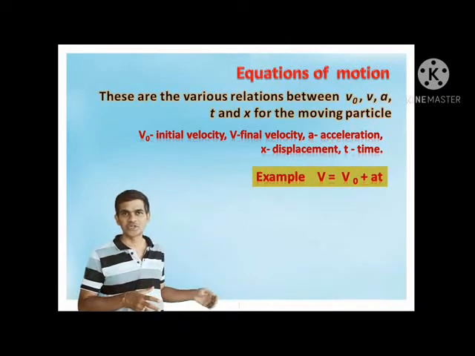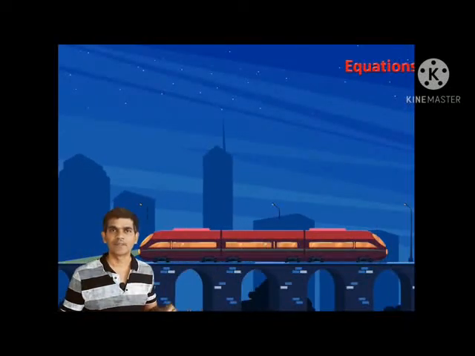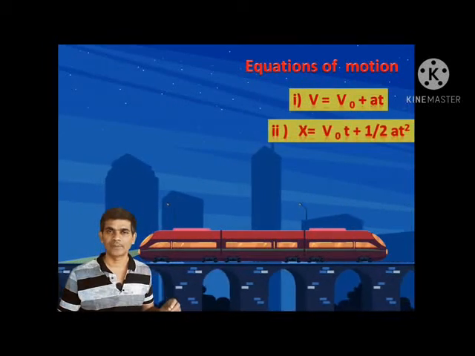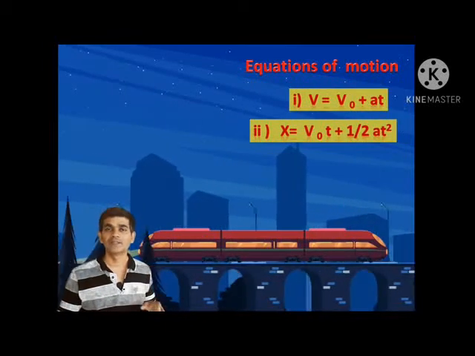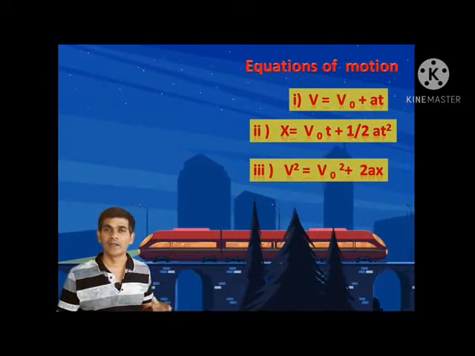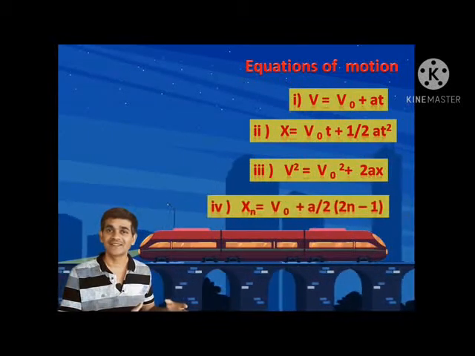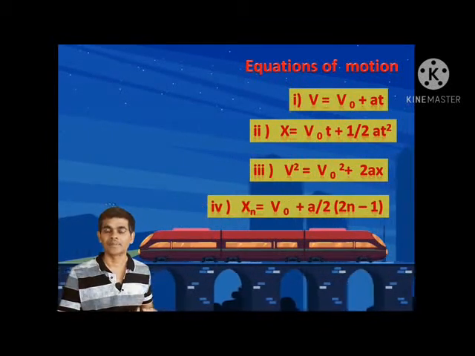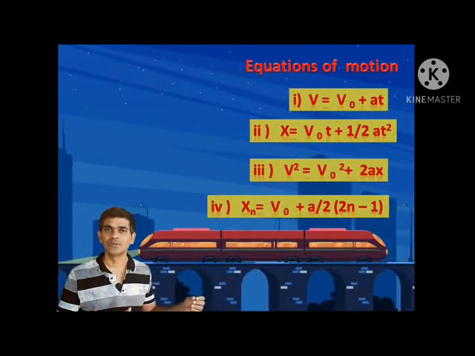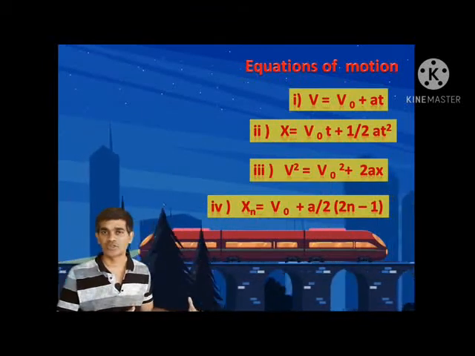What are those equations? First one is v is equal to v naught plus at. Second, x is equal to displacement, x is equal to v naught t plus half at square. Third is v square is equal to v naught square plus 2ax. And the fourth one is xn, the distance traveled in the nth second, the nth time interval, and that is xn is equal to v naught plus a by 2 into (2n minus 1). These are called the equations of motion.